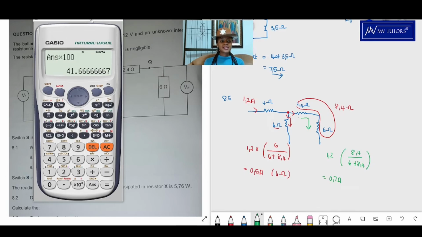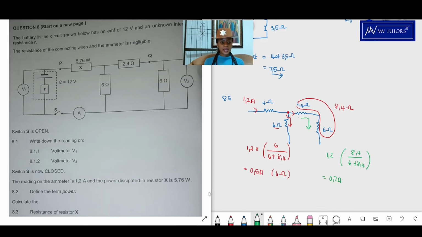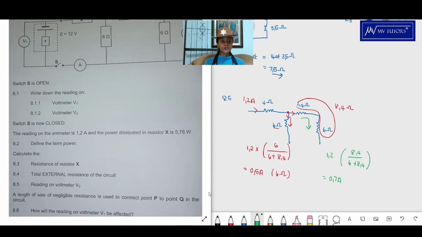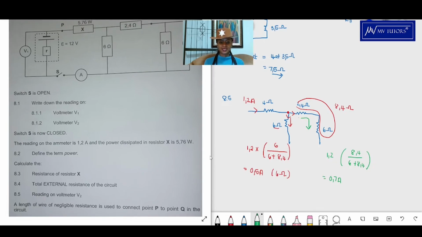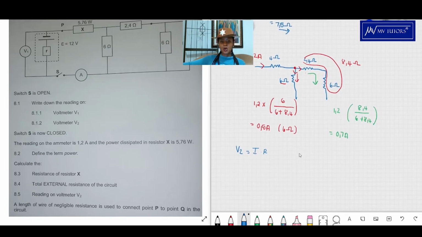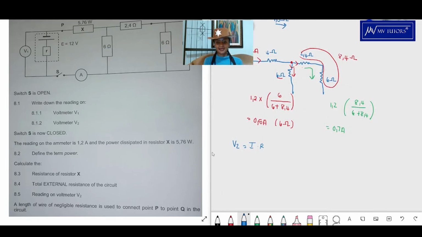But remember, guys, they wanted the reading on voltmeter V2. Sorry about that. I'm going to continue. So the reading on voltmeter V2, so V2 is I times R. I've already calculated what the current is, which is 0.7, and the resistor there is the 6 ohm resistor.